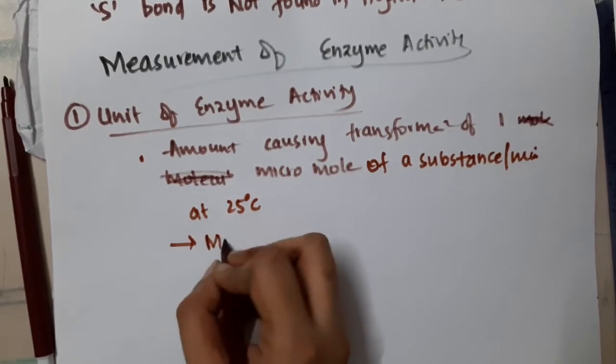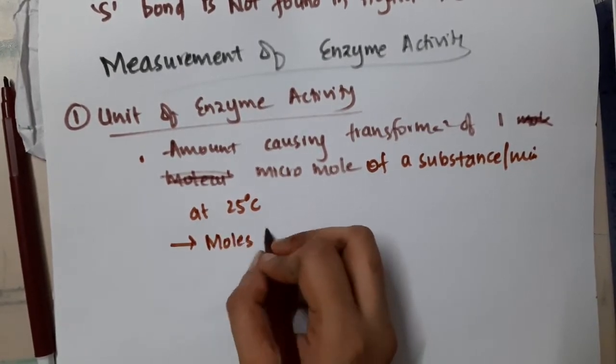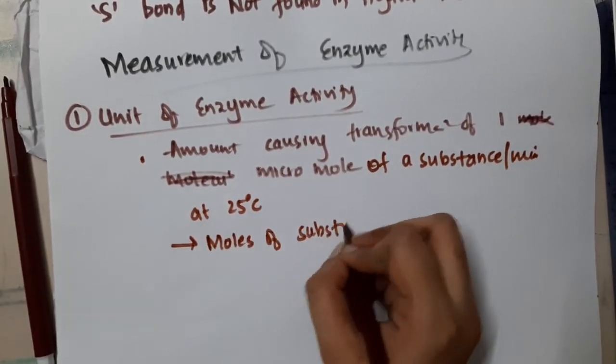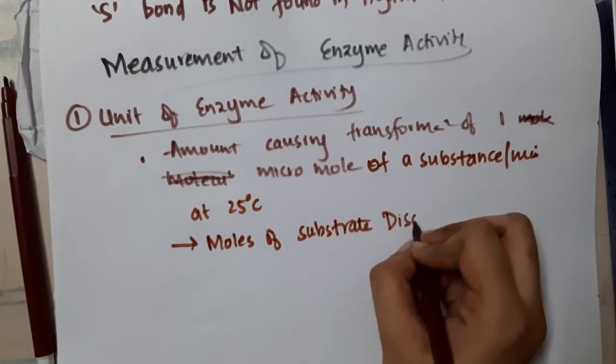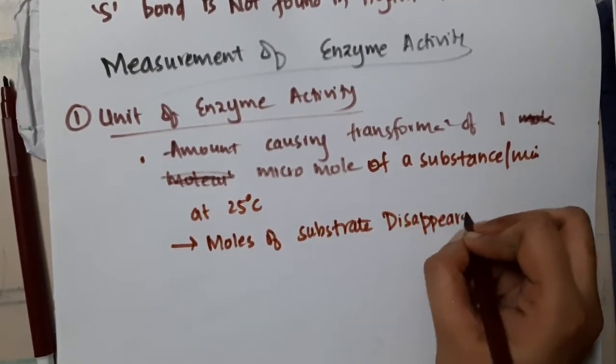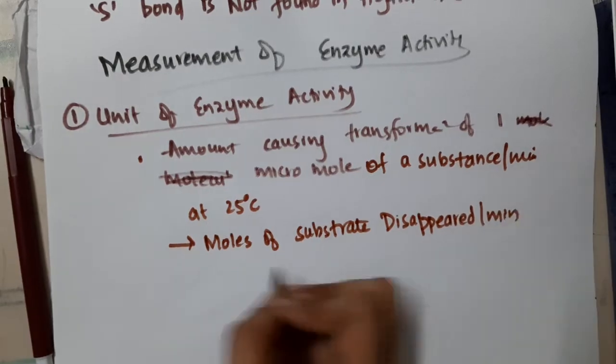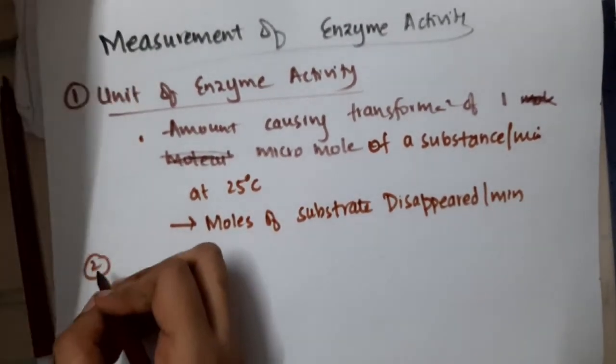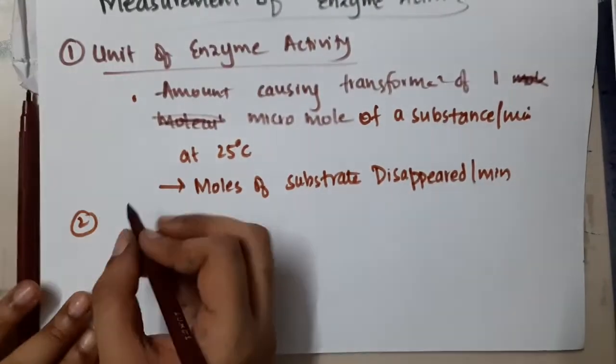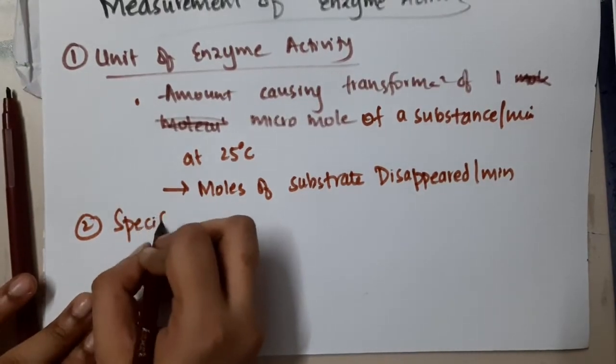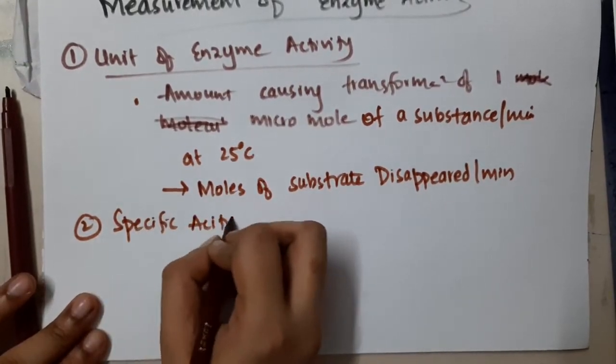So this is measured in moles of substrate disappeared per minute. Okay, this is the unit of enzyme activity. Second, we have specific activity. How is specific activity measured?